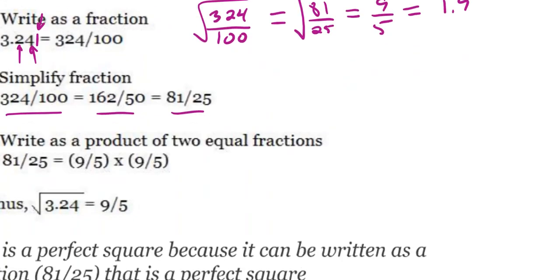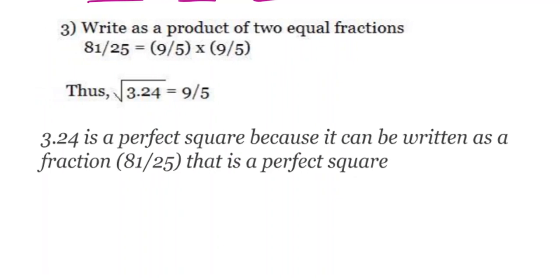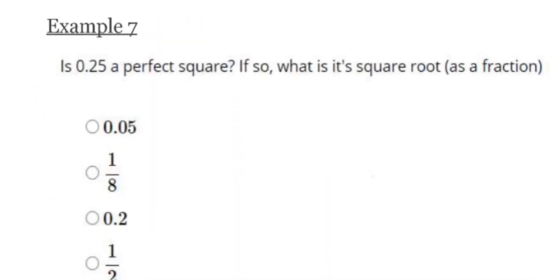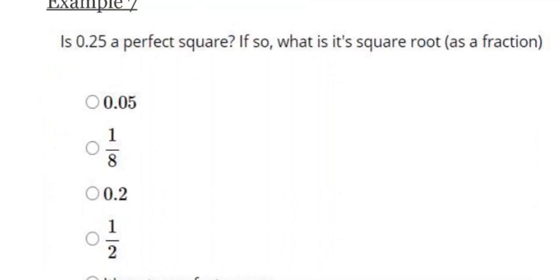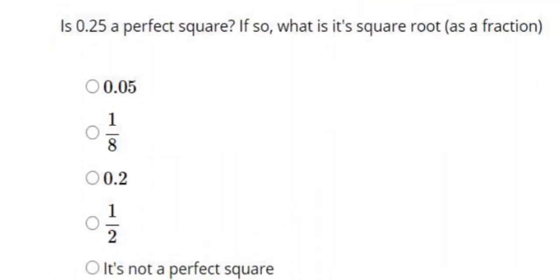Okay, that's pretty much it, guys. Oh, sorry, examples. Is 0.25 a perfect square? You could put it in your calculator, that would work, but let's do it the other way. 0.25 could be written as 25 over 100. If you had 25 cents, how much money would you have? You'd have 1/4.